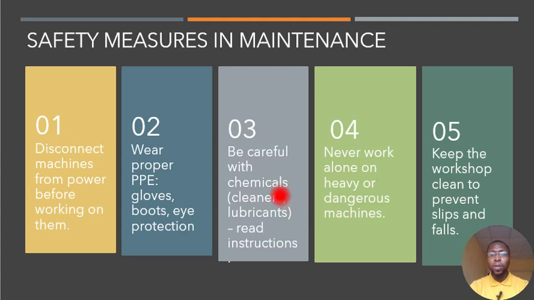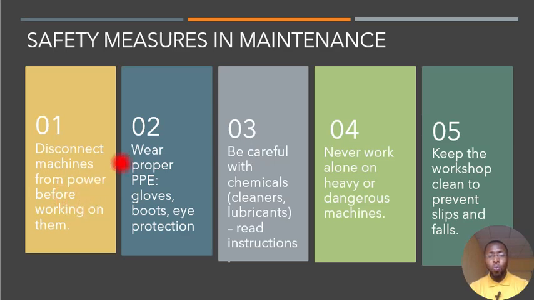All right. Now let's talk about the safety measures in maintenance. Number one, you have to disconnect the machine from power before working on it. Even though we are talking about types of maintenance, preventive, predictive, and repair maintenance, there are steps you must take when you are doing any of this maintenance. Number one is that on no account should the machine be on while you are maintaining it. The machine should be turned off and disconnected from the source of electricity to avoid accidents before you do any of this maintenance.